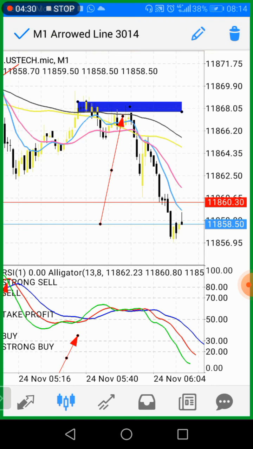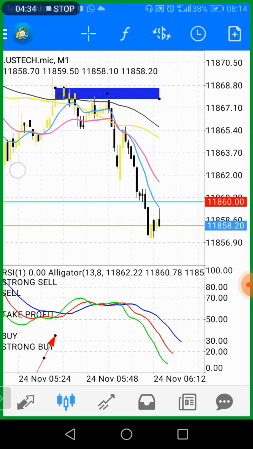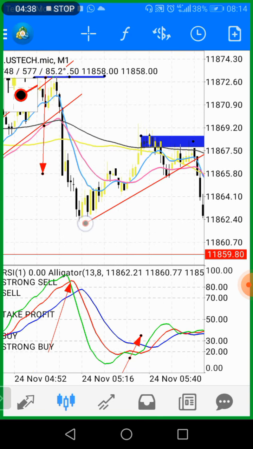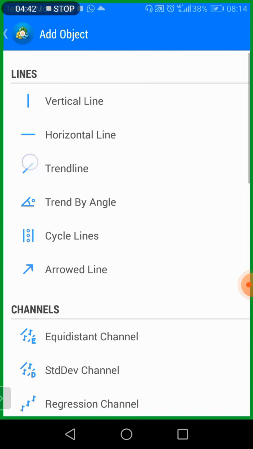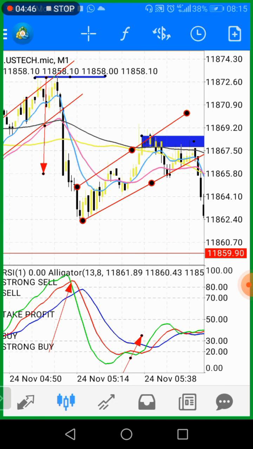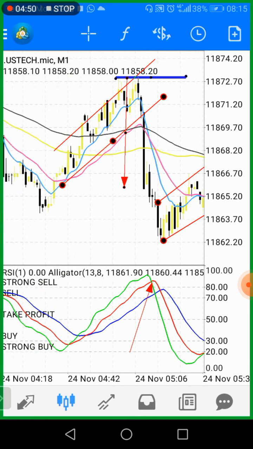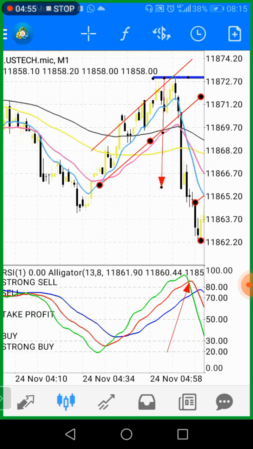After that, we had a cross of the lines. You could have caught another entry when the lines are crossing. As you can see, it was in the form of a correction. After that strong impulse, from that double top there, it went down very impulsively.